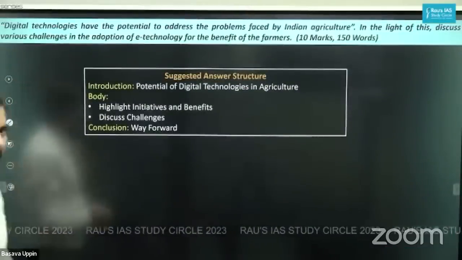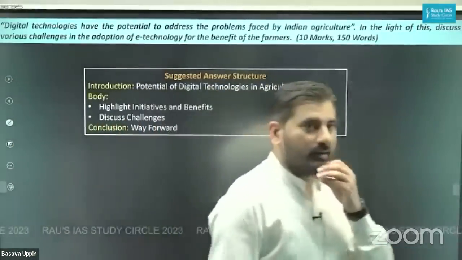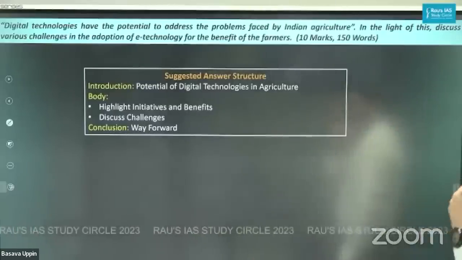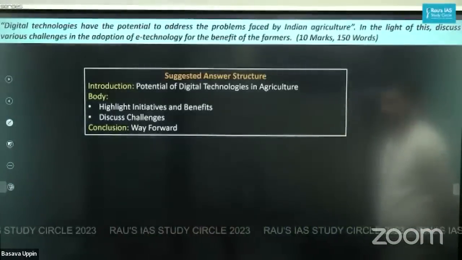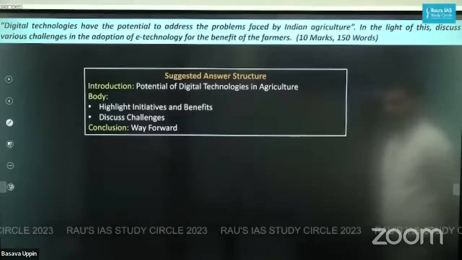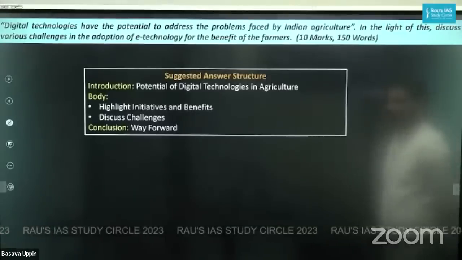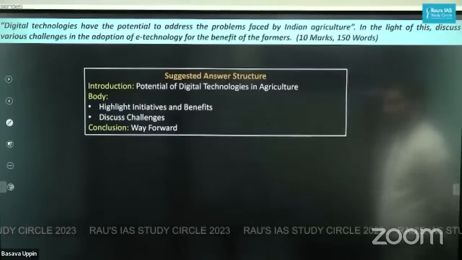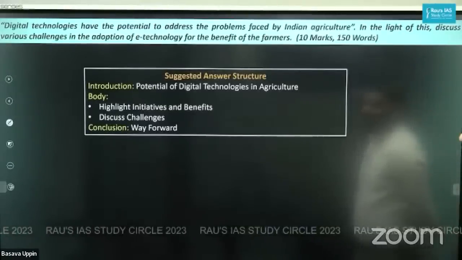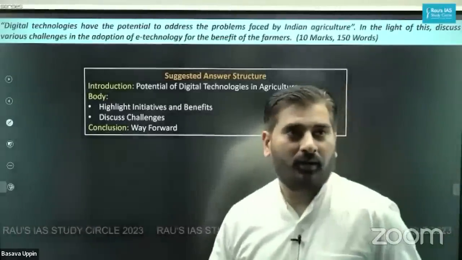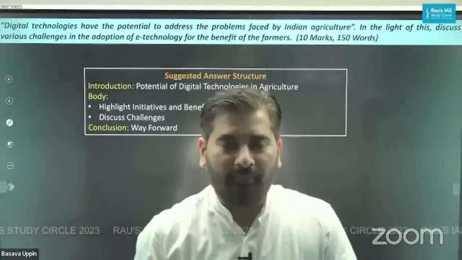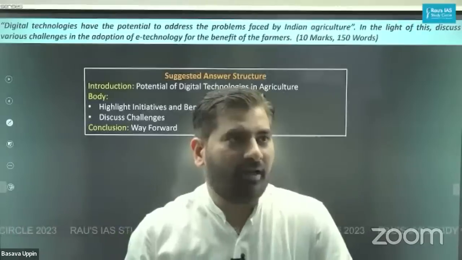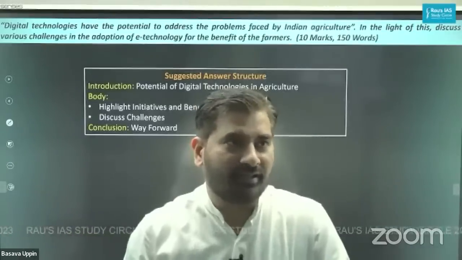Okay, please have a look at the question. Digital technologies have a potential to address the problems faced by Indian agriculture. In the light of this, discuss various challenges in the adoption of e-technology for the benefit of farmers. What is the primary demand of the question? The primary demand of the question is with respect to challenges.